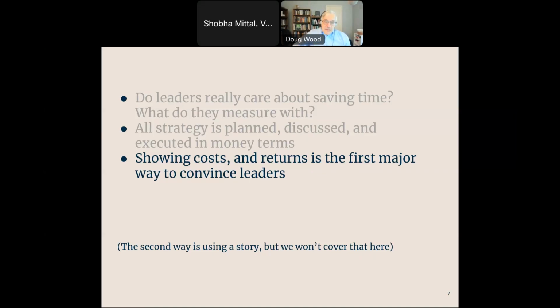Now, the second way to convince leaders is to tell them a story. But we're not going to cover stories here, okay? That's not in the scope of this talk. But yes, obviously telling a story is a good thing to convince leaders that there are indeed humans at the end of the investments.